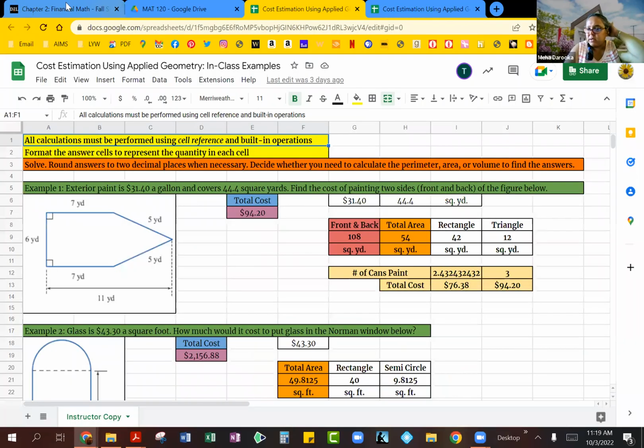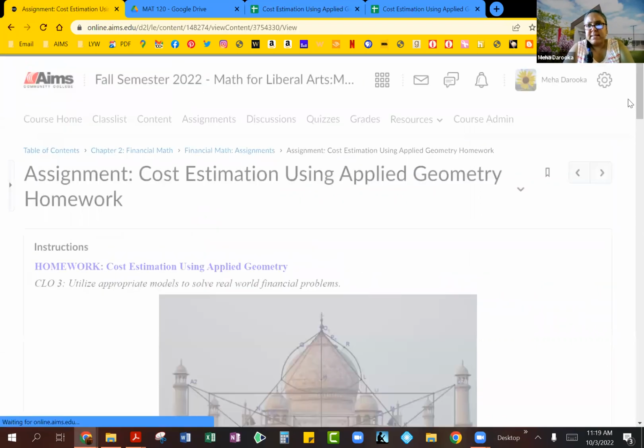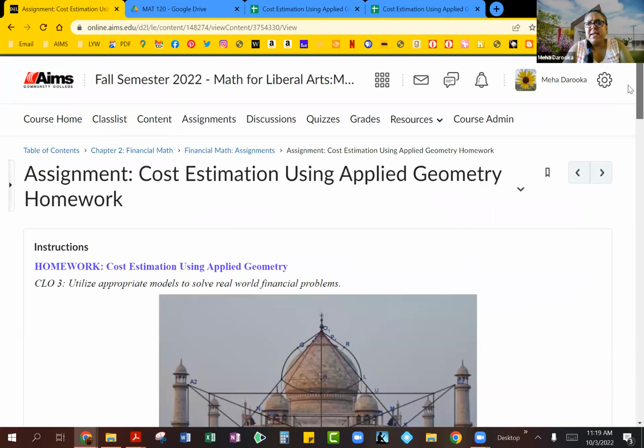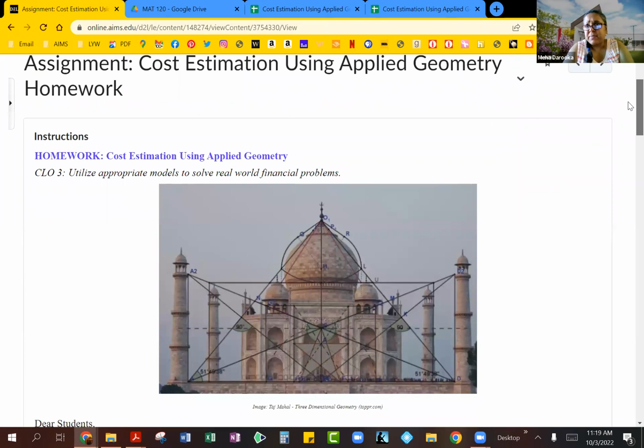Now, if you go under your chapter 2 module, of course, you will also see you have the homework for the same thing, the cost estimation. And you should see an announcement for it also, just as a reminder that you have this assignment due for Friday.